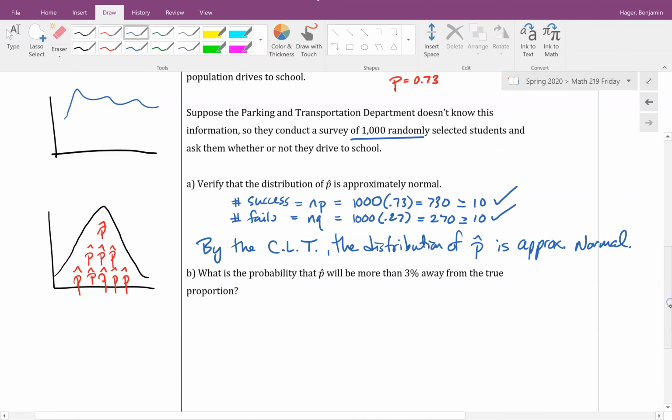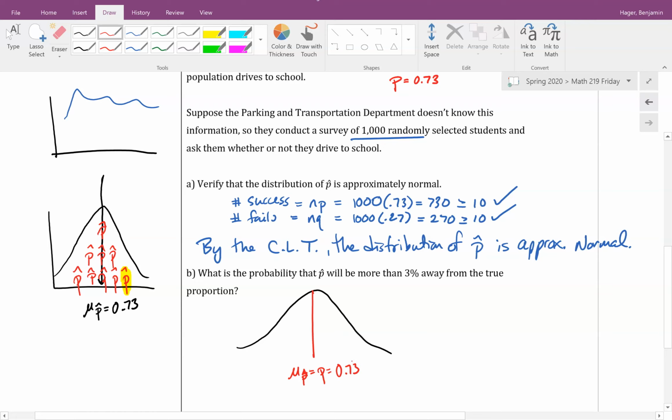Okay, so here they're saying, what is the probability that p hat will be more than 3% away from the true proportion? Because remember, there is some true proportion of people that drive, and it's the same as the mean of all those sample proportions. It's the same as the population proportion. So they're saying, what's the probability that you're going to get a p hat that is more than 3% away from the true proportion? Well, let's think about that. These p hats are normally distributed. The true proportion is right here. It's the average of your sample proportions, which is the same as the population proportion, like I just said.